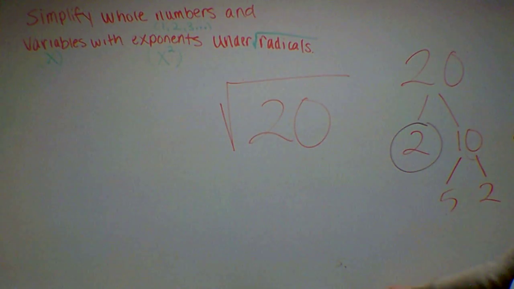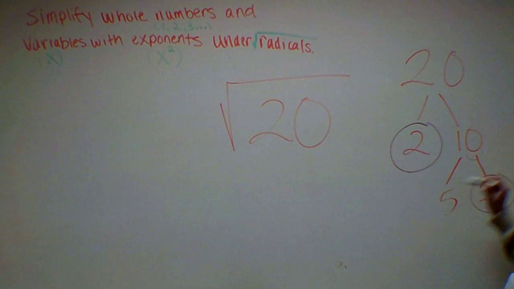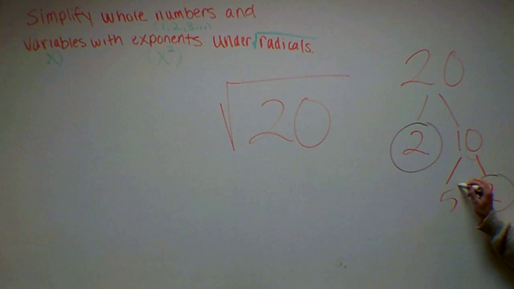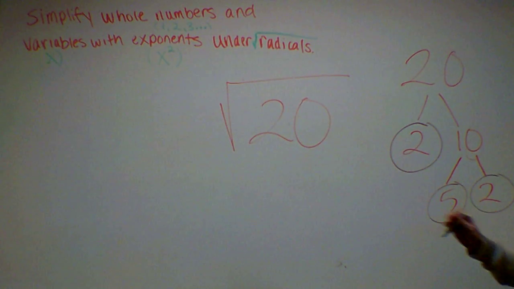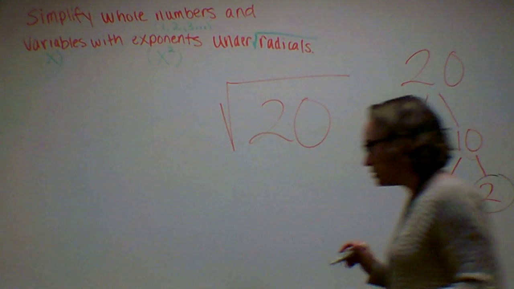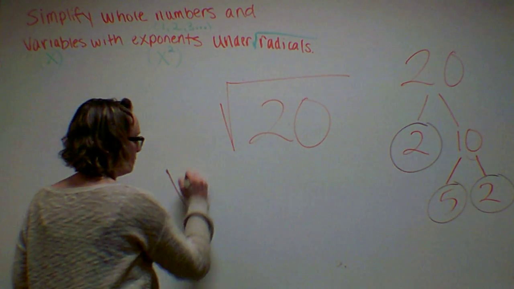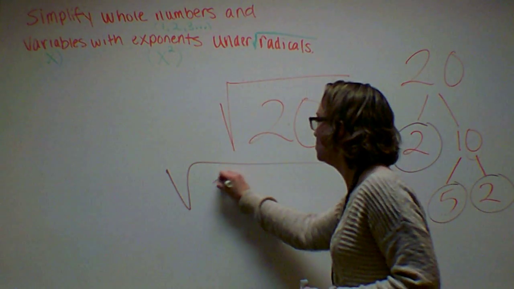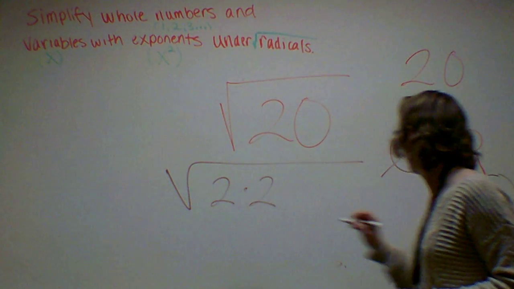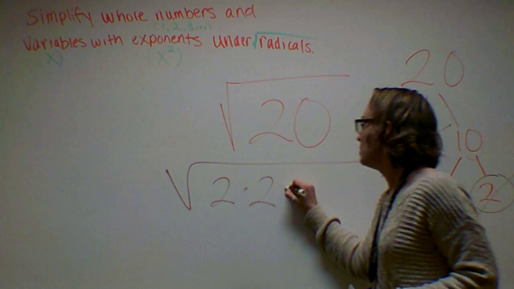We already said that 2 is prime. What can we take out of 5? Nothing. 5 is prime. Okay, we have everything circled. We can't break anything up anymore. So this is when I'm going to write it. Under the radical, 2 times 2 times 5.